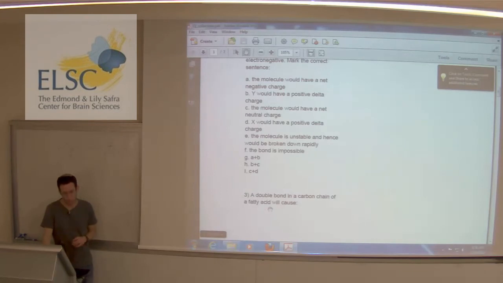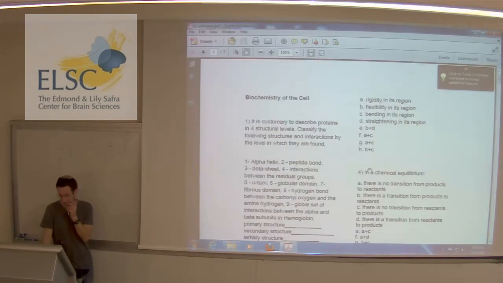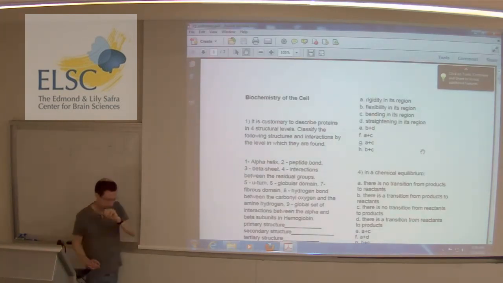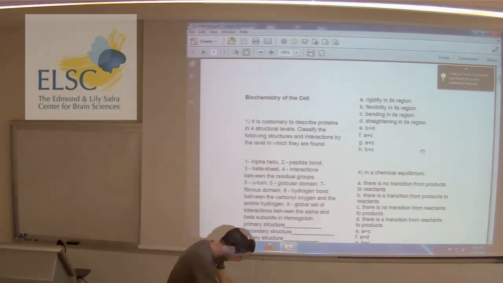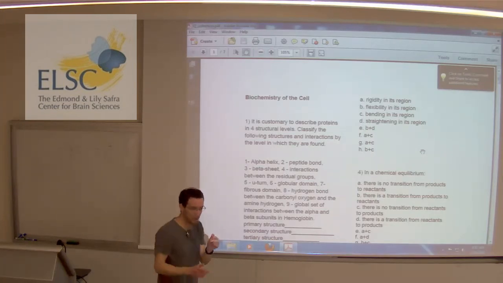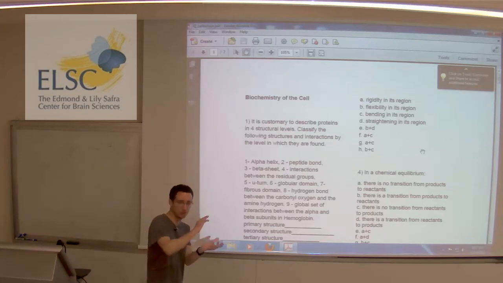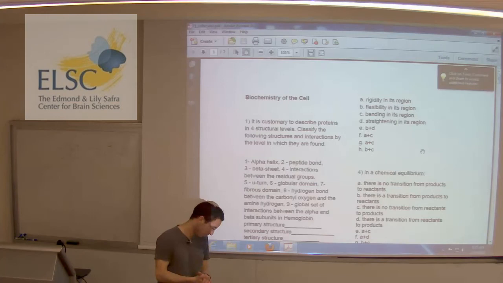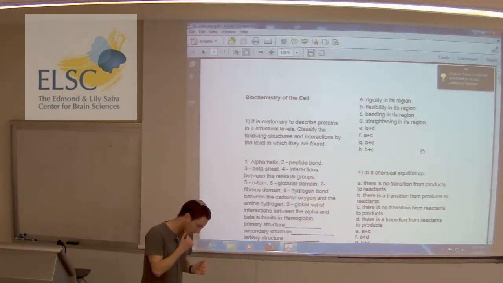Okay, so question 3. A double bond in a carbon chain of a fatty acid will cause rigidity in its region. What do you think? It's correct, right? All the way through it, you have single bonds which rotate continuously. So it can be like 90 degrees or 180 degrees and so on. But all in all, it's linear. And then when you have a double bond, it will cause rigidity in its region. That's correct. Anything else there?